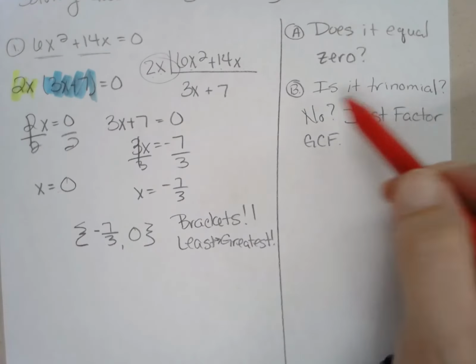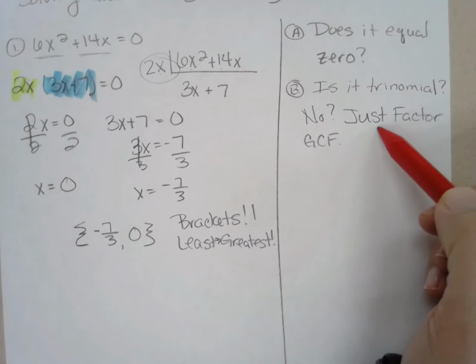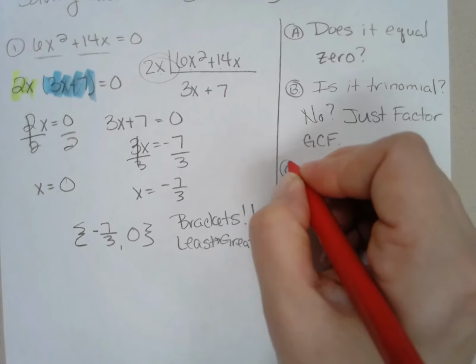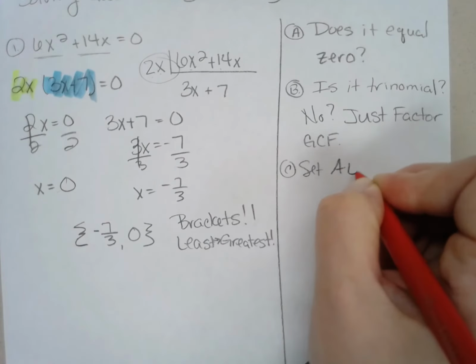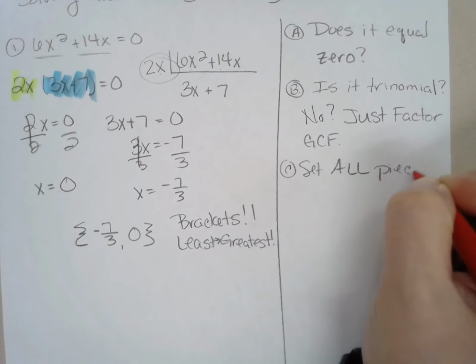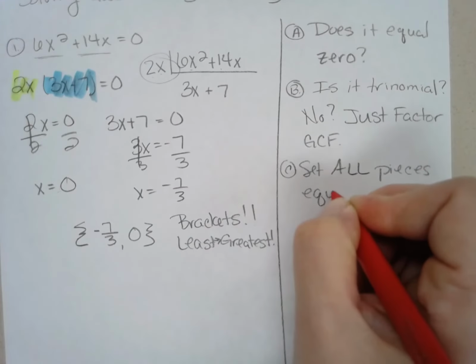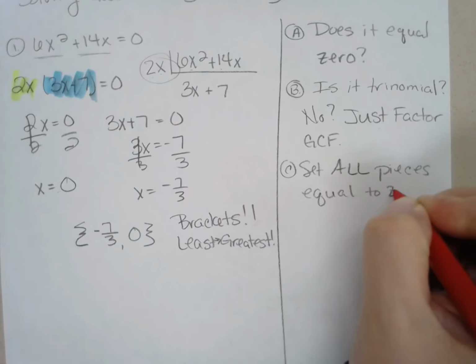So we looked at it. We said, is it a trinomial? We said, no, it's not. So we just found the greatest common factor. Then we set all the pieces equal to 0. And then we just solve.